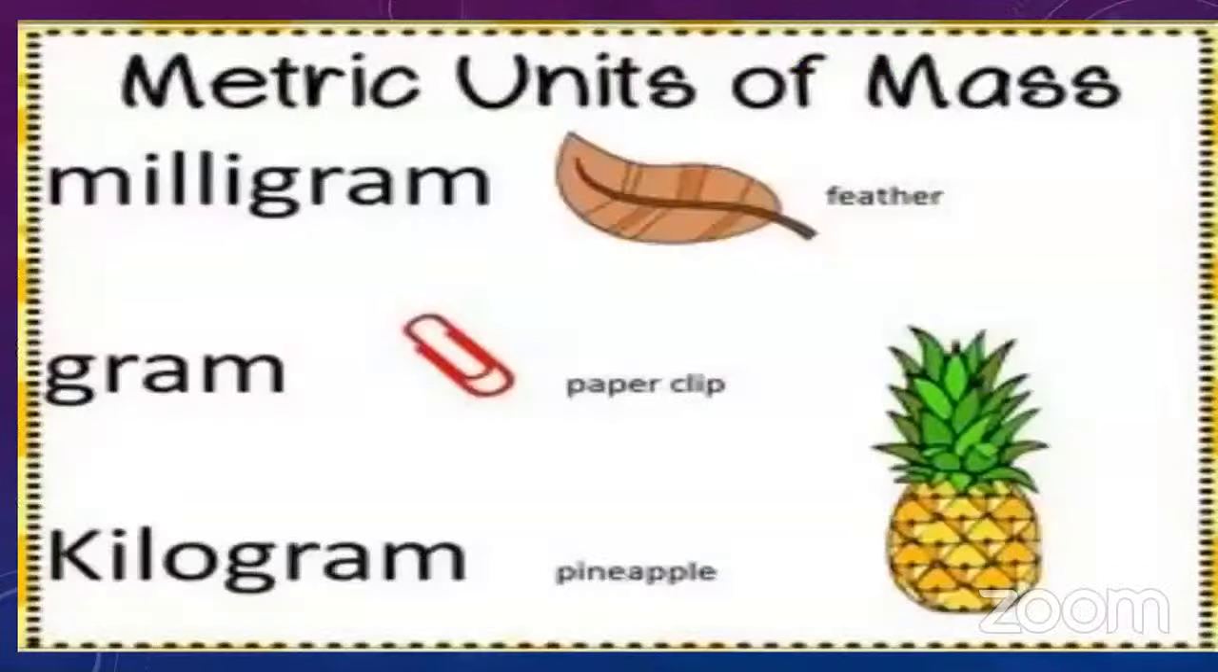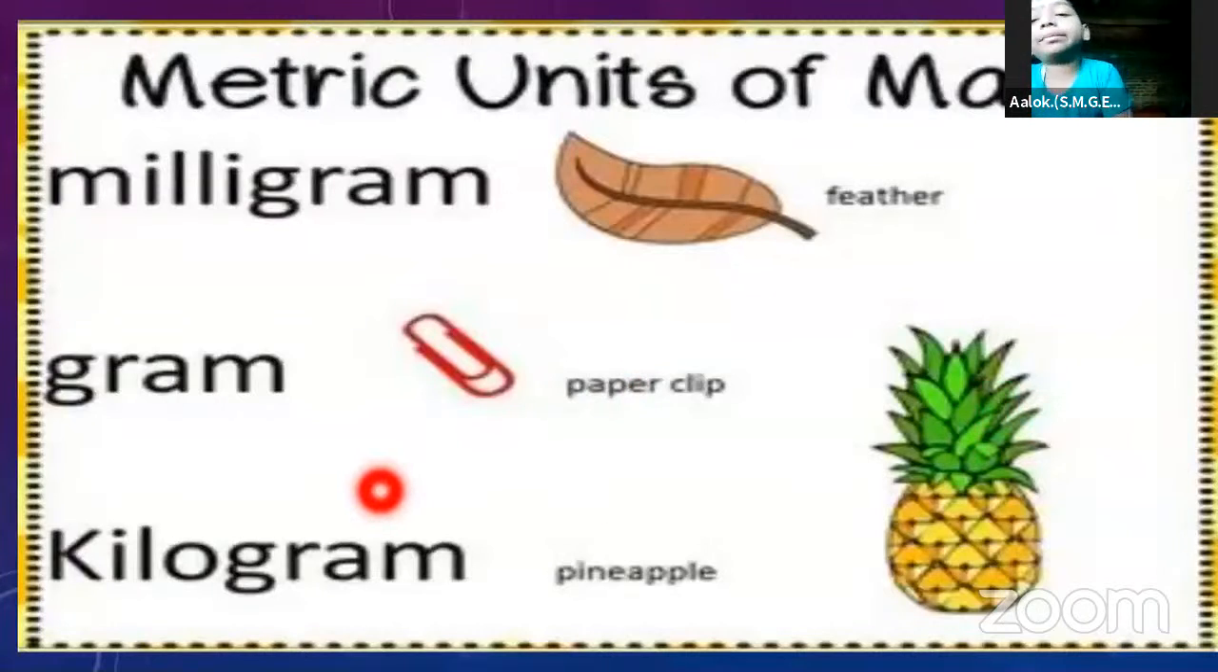Now look at here, the milligram is a very small unit. You can see here is one feather. The weight of this feather is almost near about a milligram. You can measure it in milligrams. Here you can see the paper clip, and its weight we can measure in the unit of gram. Now here you can see the pineapple, heavier than these two things. So it is weighed in kilograms.